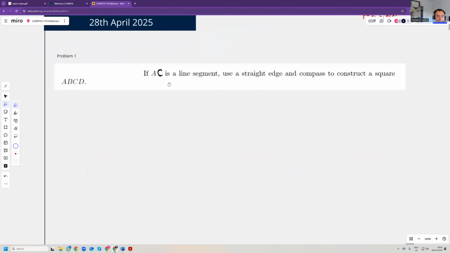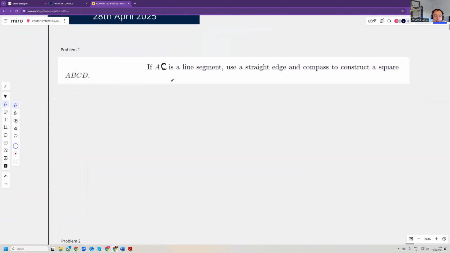So problem one. If AC is a line segment, use a straight edge and compass to construct a square ABCD. Note that we have A and C. In your assignment, you have a very similar problem, but you have AB. Okay, so we have A and C, and it is a line segment. We need to construct a square ABCD. So B would be somewhere here, D would be somewhere here.